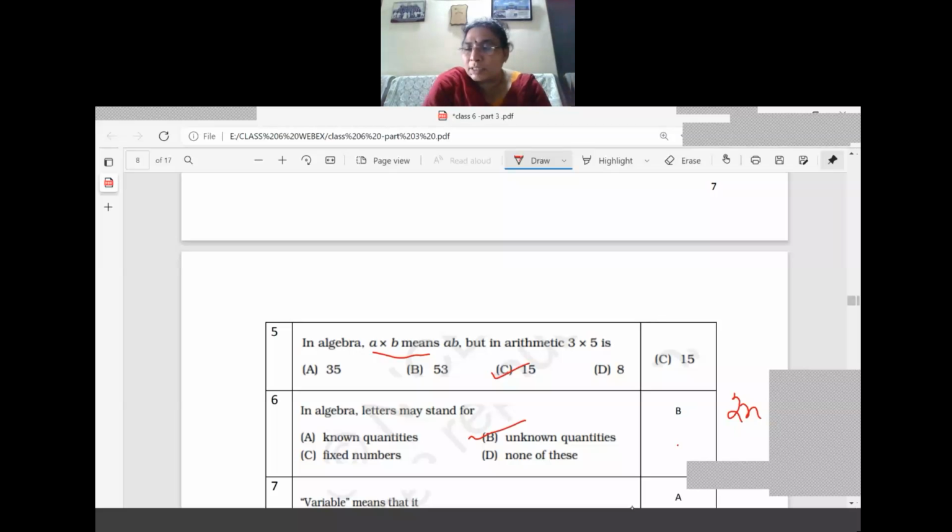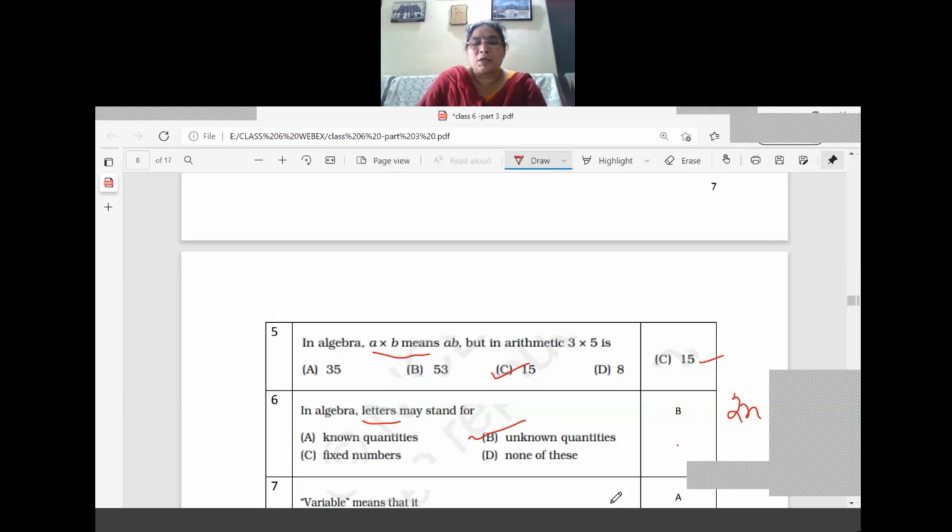So you know the multiplication table very well. So what is 3 into 5? It is equal to 15. Right? Now in algebra, letters may stand for what? Letters means A, B, C, D, X, Y, Z. We have written already that they are all called variables only. Variable, when we don't know the things, let us assume that x is the age of this person, x is the amount I'm having. So unknown quantities are represented by letters.